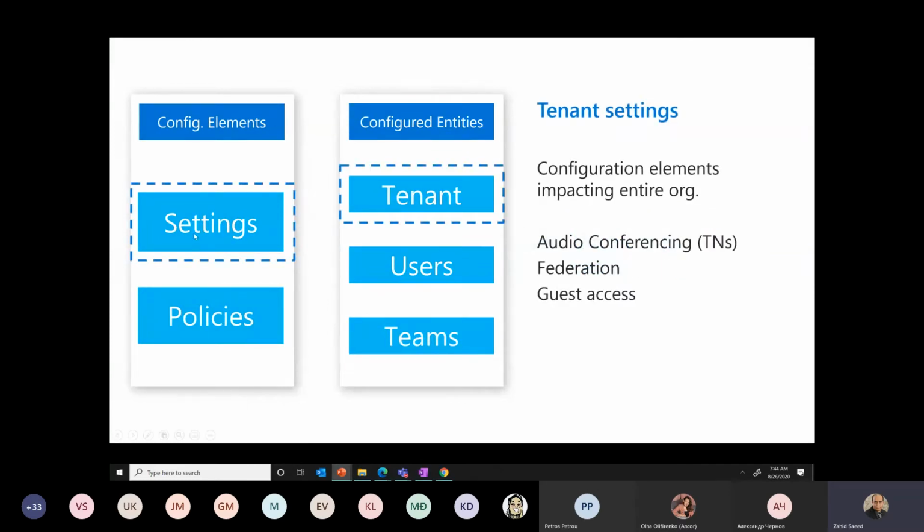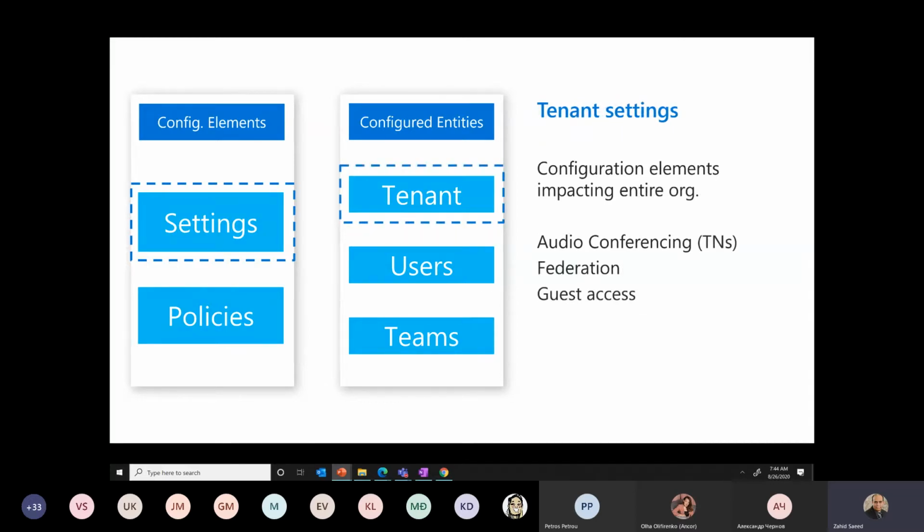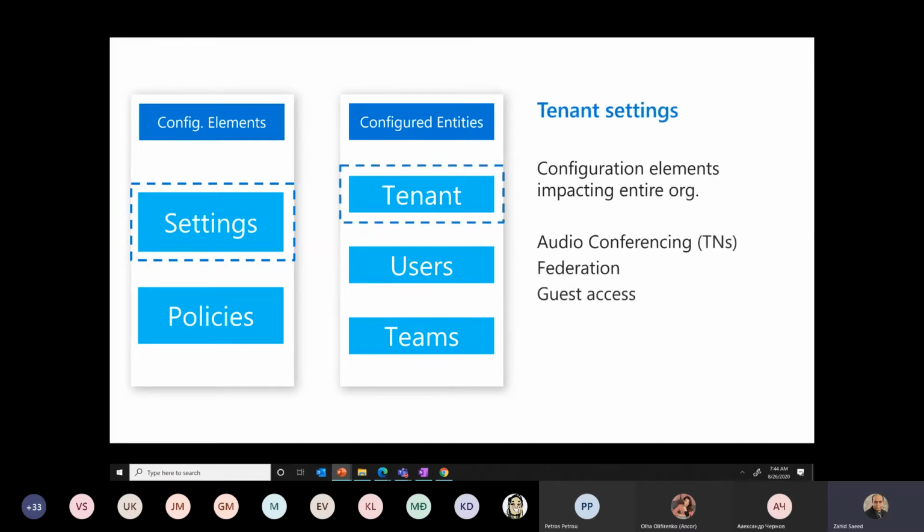So settings can be applied tenant-wide. If you apply it tenant-wide, then you are impacting the entire organization, right? This also impacts audio conferencing, federation, and guest access. And if you do it per user level, remember the difference here, right? At the tenant level, you have federation and guest access. If you go to the user level, then you are impacting the users: audio conferencing and Teams upgrade state. So this is something you just remember when you have to do it.